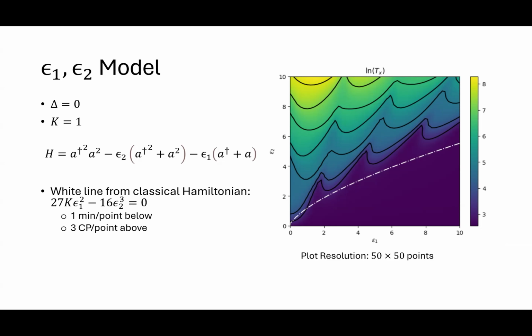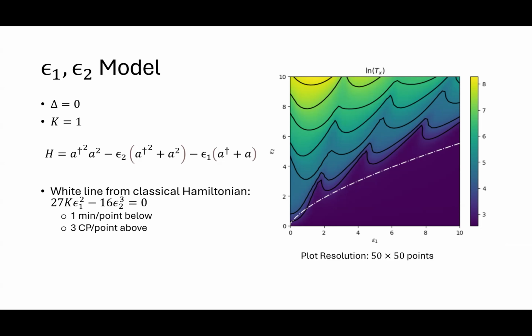Another thing that we found is that there is this white line, which is described by the equation on the screen. Above this line, for each point on the graph, which is for each epsilon1, epsilon2 value, we find that there are 3 critical points per point. Below this white line, there's only 1 critical point for each value. We think this is important, because this curve almost models the shape of the darker colors on the contour grid.